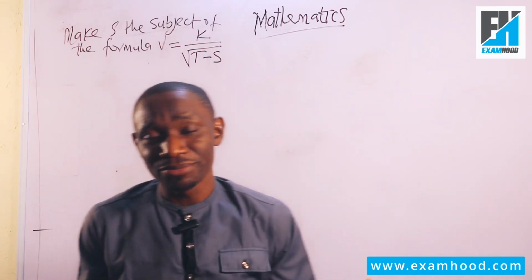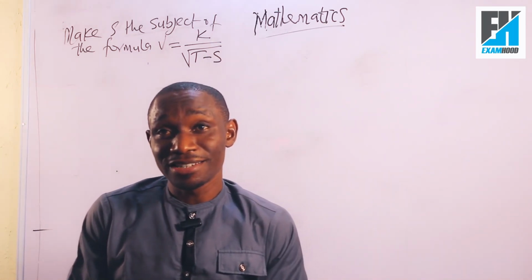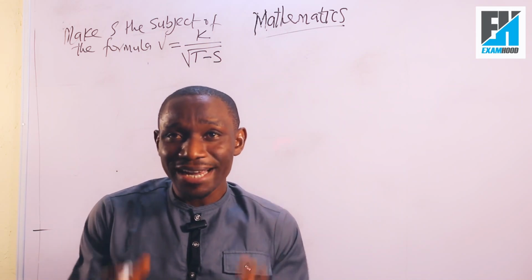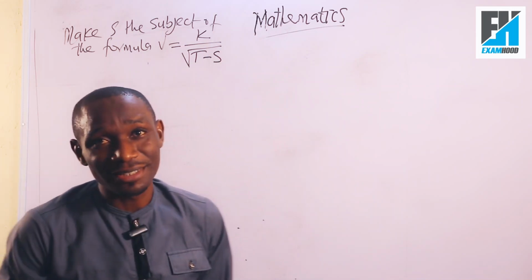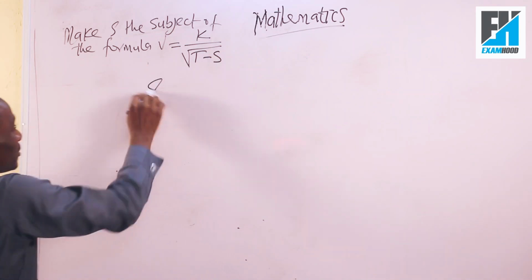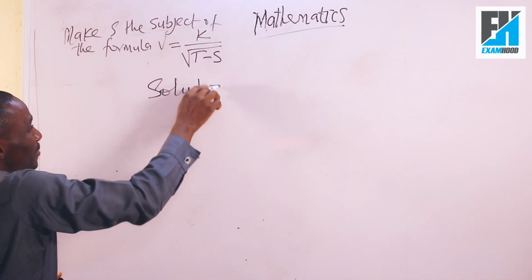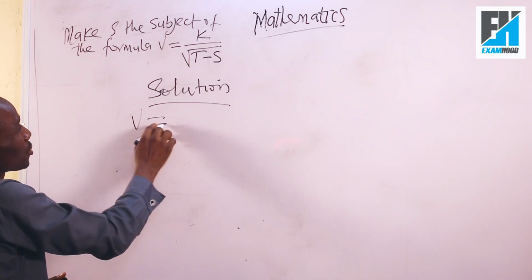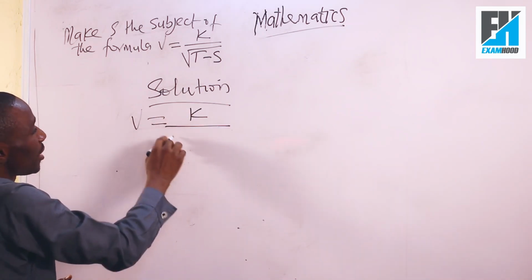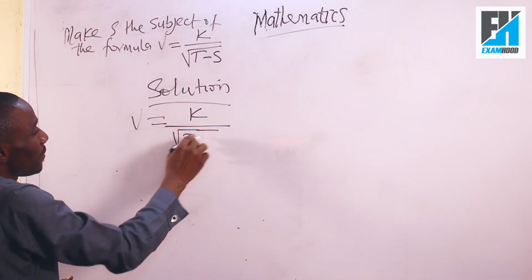When it says make S the subject of the formula, they are saying that you should make S stand alone on one side of the equality sign. That's the meaning. So let's see how we can solve it. V is equal to K all over root T minus S.